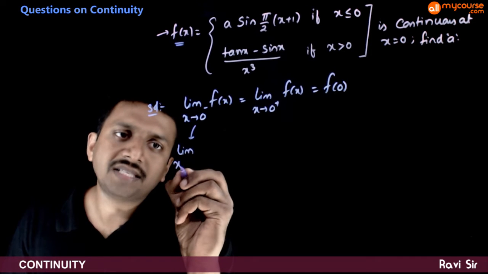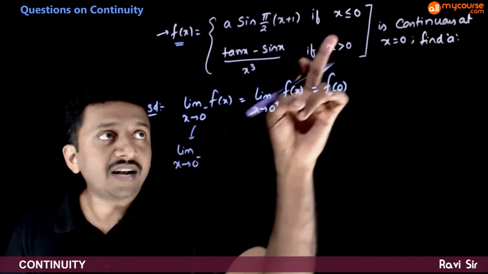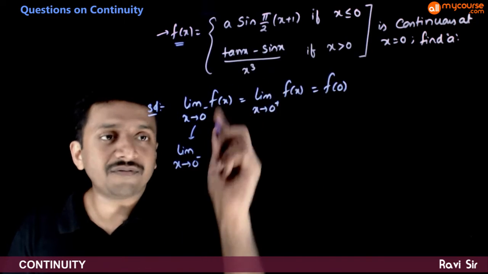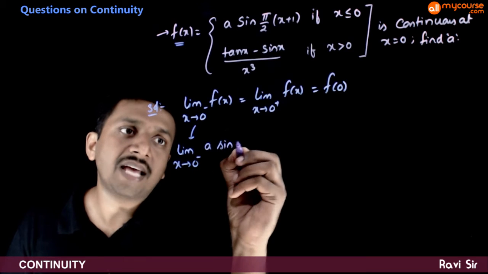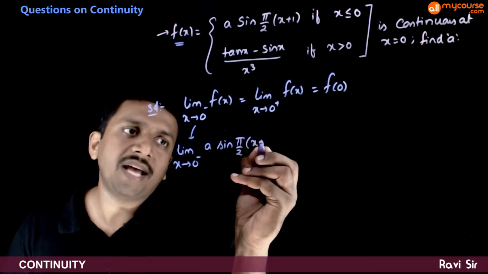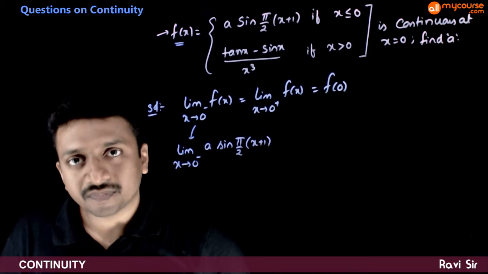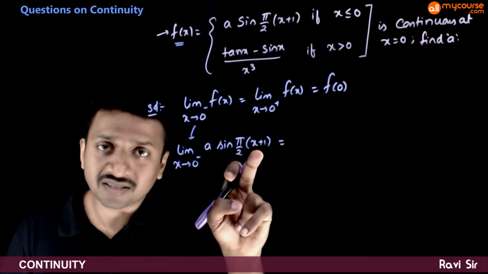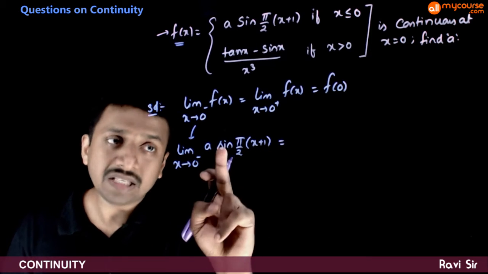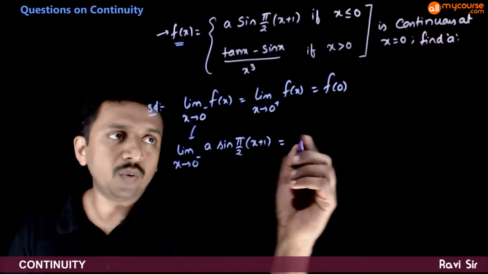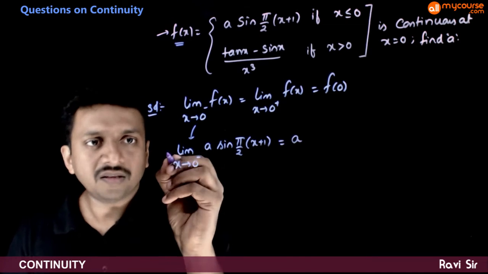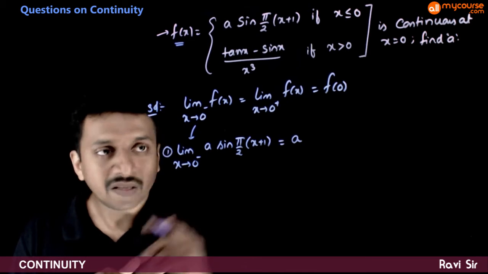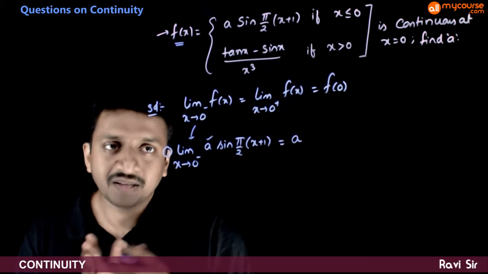So limit x tends to 0 minus, in the left neighborhood of 0. 0 minus means less than 0. So this is the function a sine of (pi by 2 times x) plus 1. You can do the direct substitution. If x is equal to 0, this becomes pi by 2, and sine pi by 2 is 1. So a into 1 is equal to a. So the left limit is exactly equal to a.